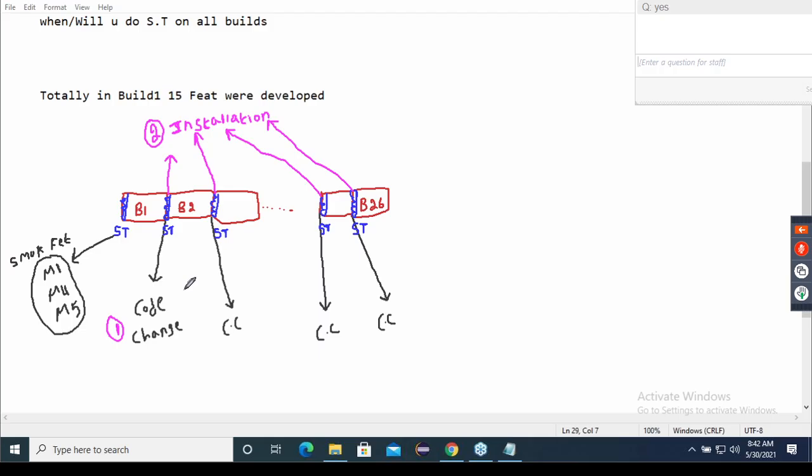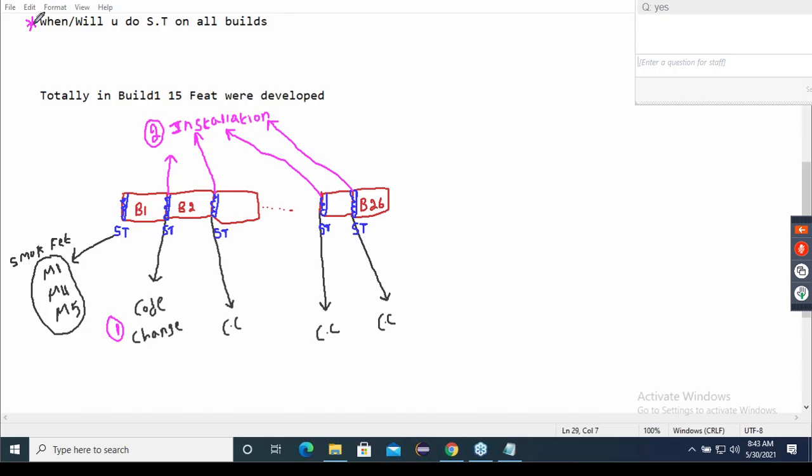In an interview, they'll ask you, when should we do smoke testing? That is a concept we are learning here. Or they ask, do we perform smoke testing on all the builds? Now my answer will be yes, sir. Smoke testing will be done on each and every build when it is installed, because of the code changes and because of the installation. Now they will ask, but out of these two, which is mandatory?